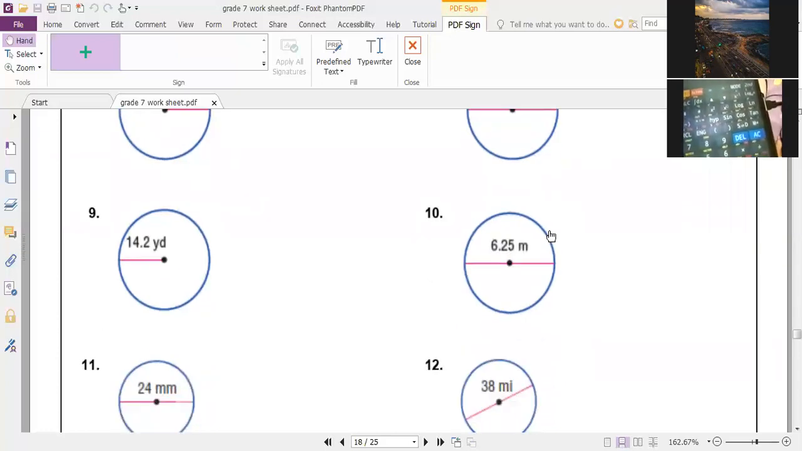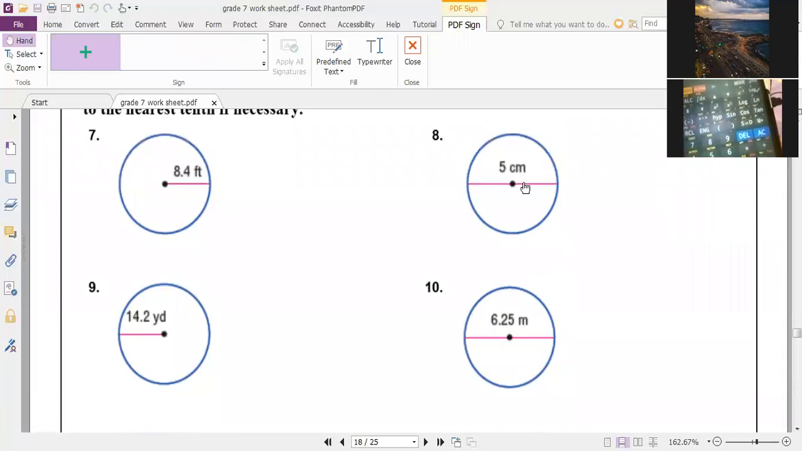Now we go to another example. According to the unit here, this is centimeter, so the result is 15.7 centimeter. Look with me at number 9, my friend. In number 9, what do we have? We have the radius, which is 14.2 riyal.